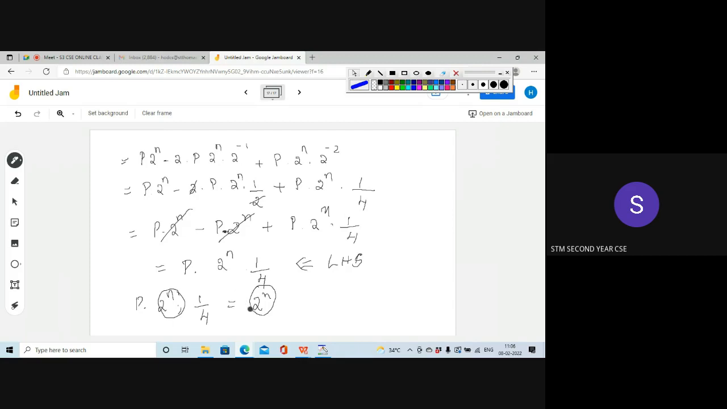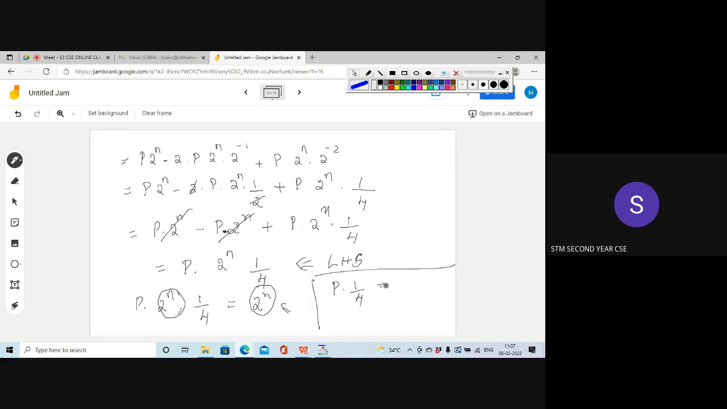So what is the coefficient of 2 raised to n on the right hand side? What is the coefficient? Please say what is the coefficient of 2 raised to n on RHS? And what is the one? Very good, Typhel. One. Very good, Sriraj. What is the coefficient of 2 raised to n on left hand side? P into 1 by 4.